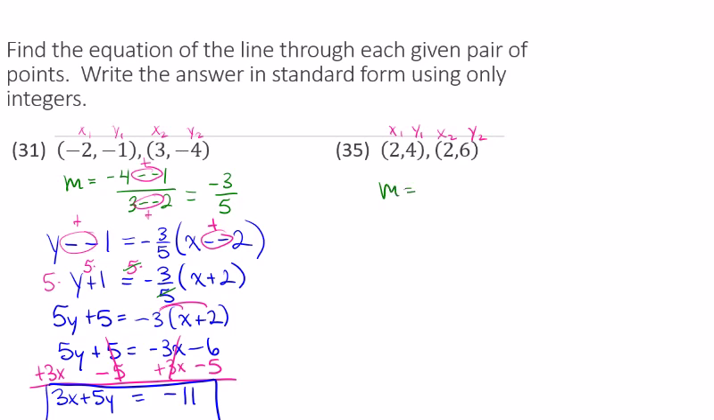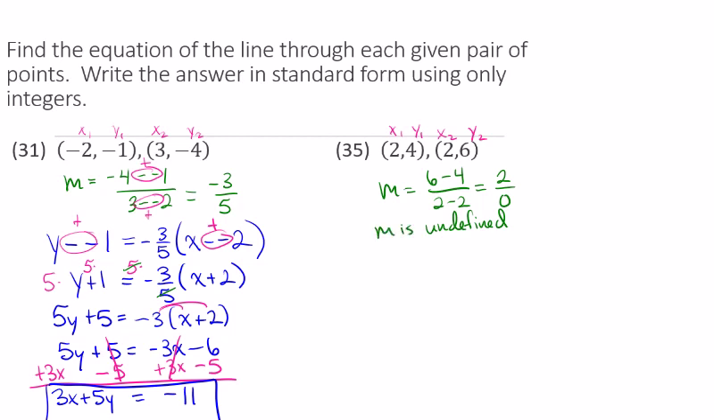So when I do y2 minus y1, 6 minus 4, no big deal. But on the bottom, I'm doing x2 minus x1. So here's where the issue comes in. So we have 6 minus 4, which is 2. But on the bottom, we have 2 minus 2, which is 0, right? So that means we have undefined slope. Okay, so m is undefined.